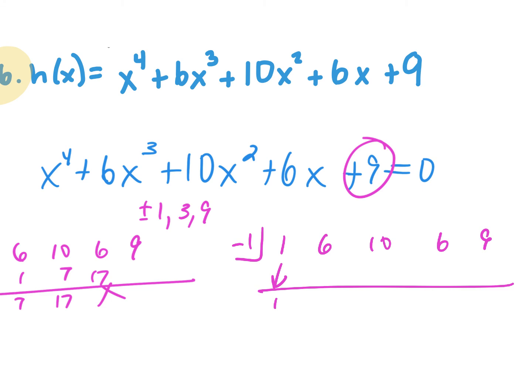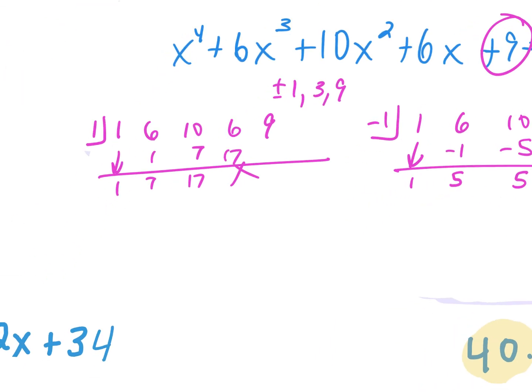What's 1 times negative 1? Negative 1. 6 minus 1 is 5. 5 times negative 1 is negative 5. 10 minus 5 is 5. 5 and negative 1 is negative 5. 6 minus 5 is what? Is this going to work? No. Okay. So try what?